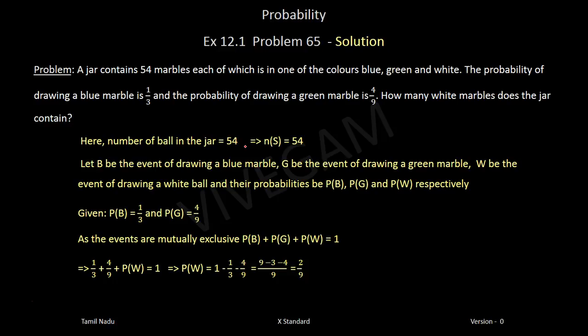The sample space, N of S, will be 54 because there are only 54 ways in which we can select the ball, because there are only 54 balls. So N of S is equal to 54, or in all these cases the total number of balls is N of S. Now let B be the event of drawing a blue marble, G be the event of drawing a green marble, and W be the event of drawing a white ball.